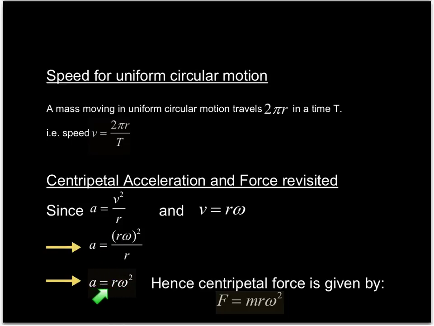So that is a very useful equation sometimes when you're in a hurry to find acceleration and you've just got the angular frequency. Multiplying that by mass, of course, will give us the force, the centripetal force equation, m r omega squared, which again is useful depending on the information given in a question.